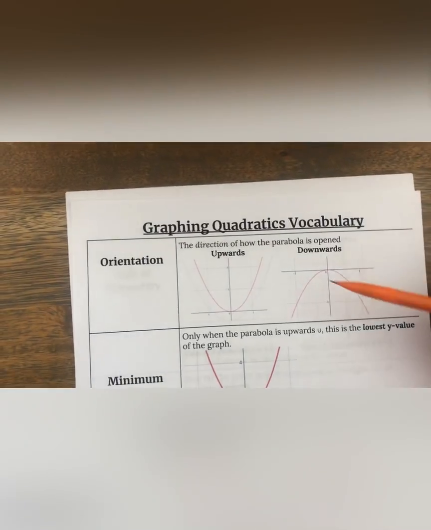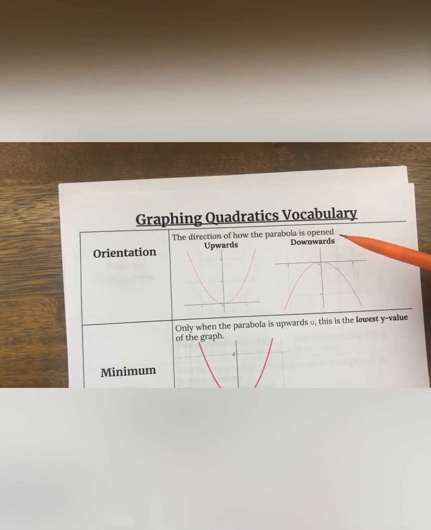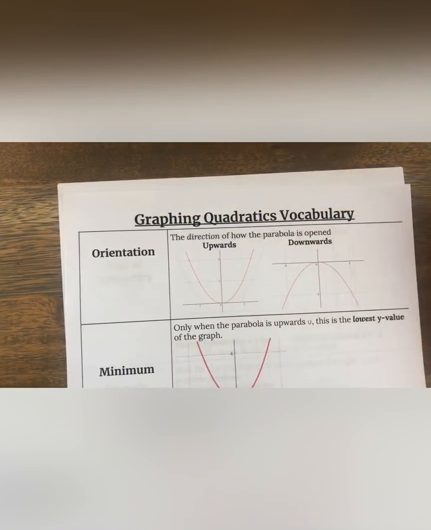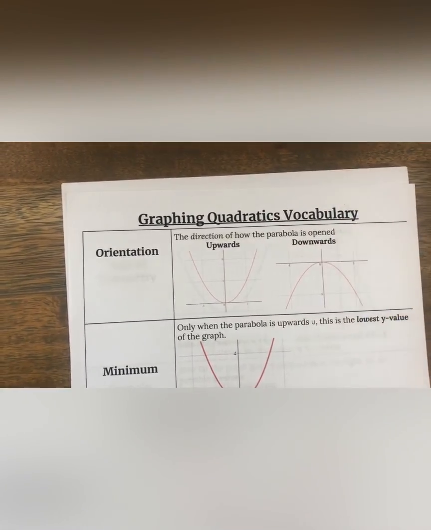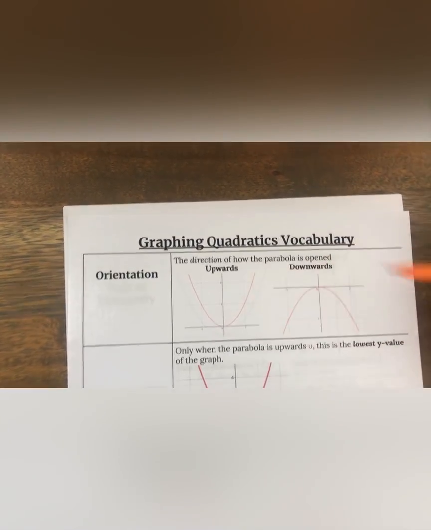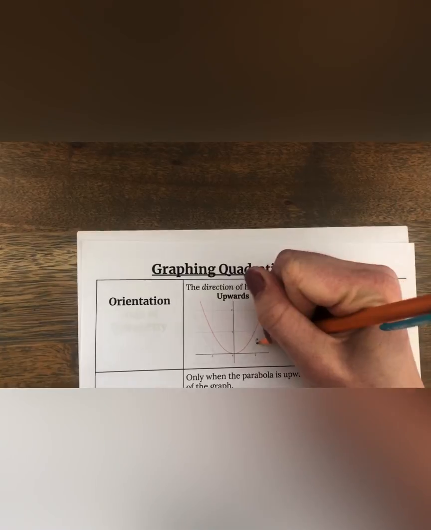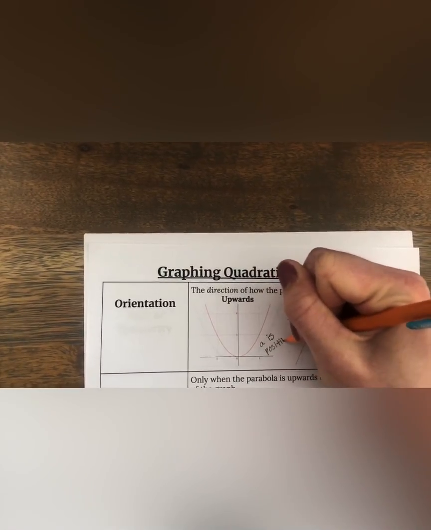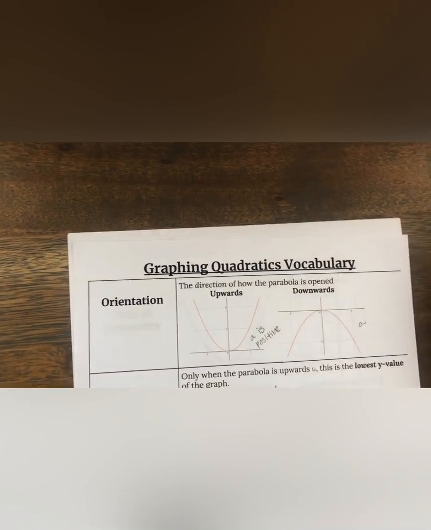Orientation, so that's just the direction the parabola opens. Upwards, it's just a regular U, and downwards, it's just upside down. That's going to depend on whether A is positive. So if you want to put a note there, A is positive. And then this one, that's when A is negative.